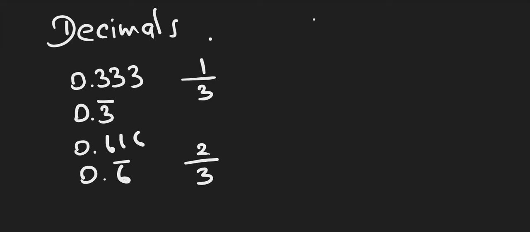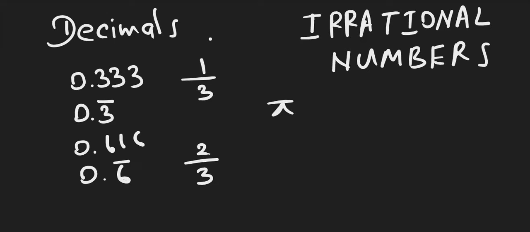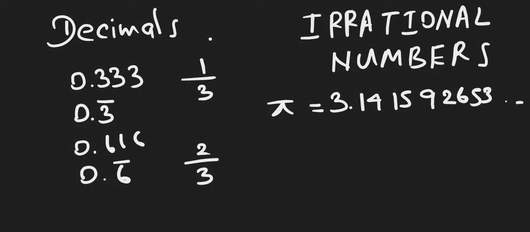Now what are irrational numbers? The most common irrational number that we all know is pi, that is 3.141592653, and it goes on. Now it's a non-recurring, non-terminating decimal. Therefore it doesn't fall into the category of rational numbers. Therefore we categorize it separately as irrational numbers. They cannot properly be expressed as a fraction.